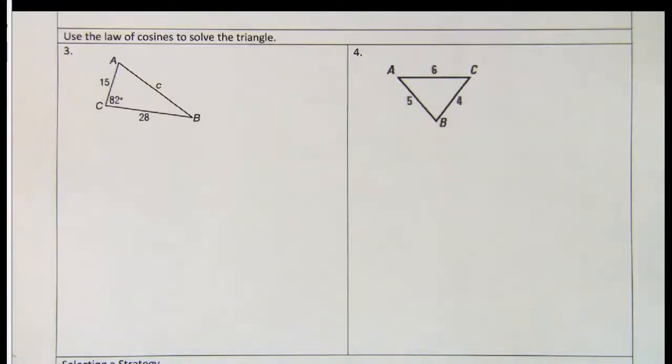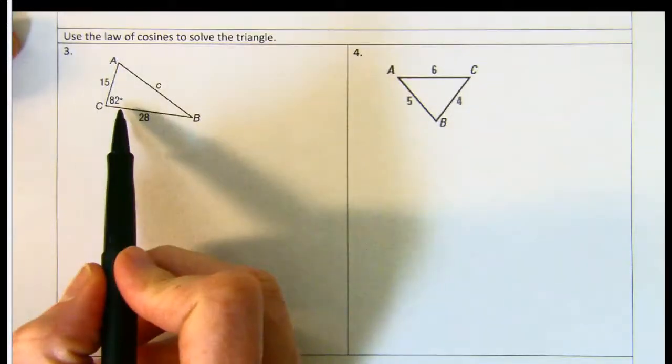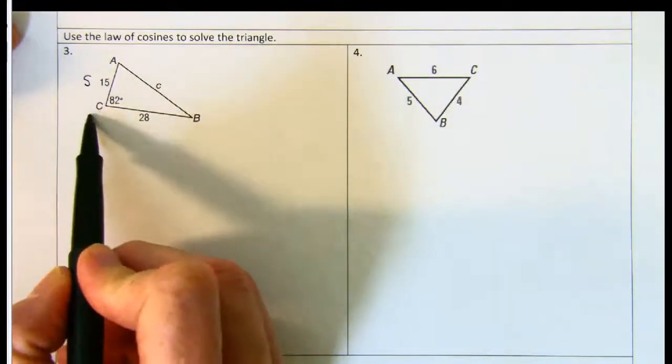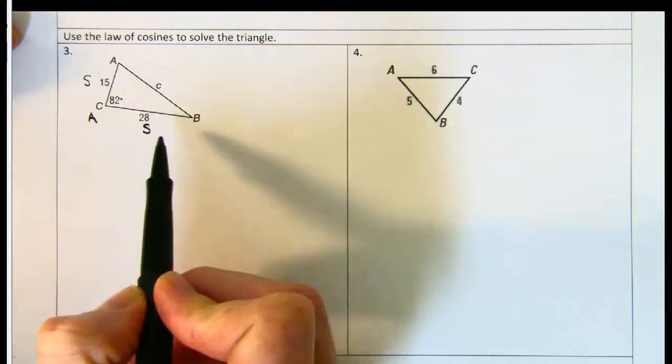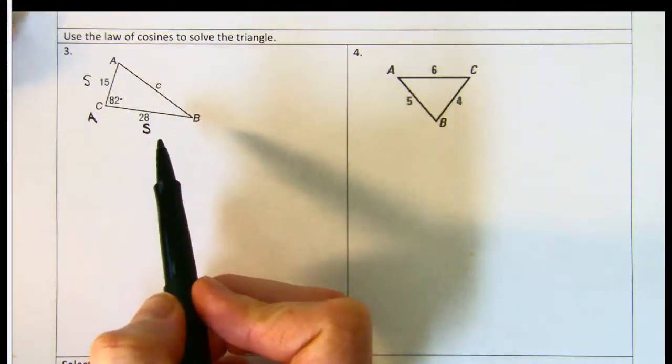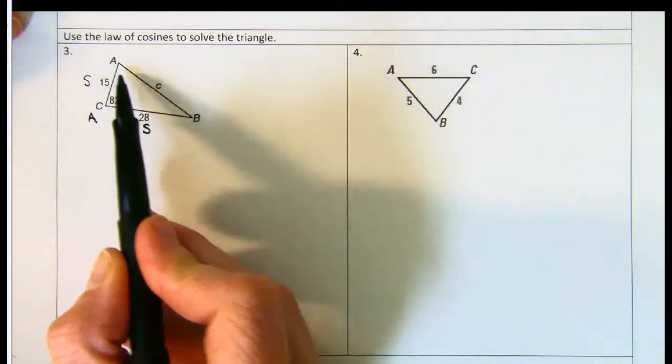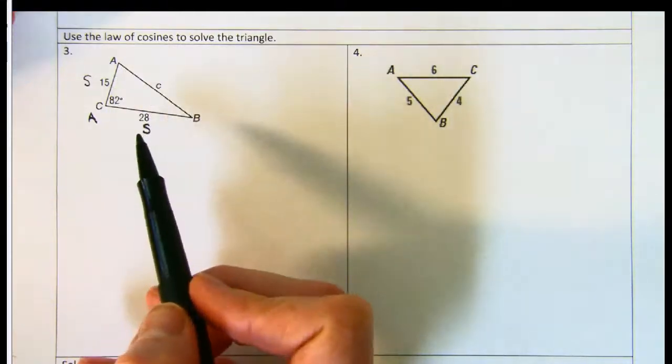Now let's use the law of cosines to solve these triangles. Question 3. We are given a non-right triangle. We have a side, an angle, and a side. You always want to check to see if you can do law of sines, and you can see we do not have enough information to do law of sines.